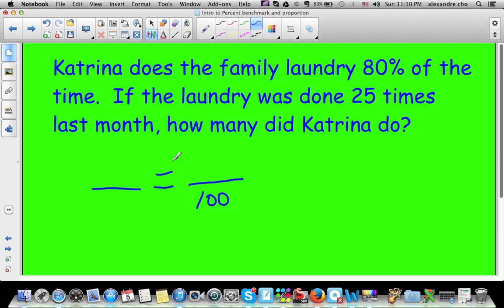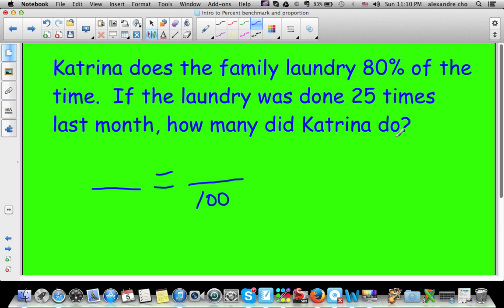All right, so Katrina does the family laundry 80% of the time. If the laundry was done 25 times last month, how many did Katrina do? Okay, so she does the laundry 80% of the time. So there are times she does not do the laundry. So last month, that house did laundry a total of 25 times. She obviously did quite a lot of those. So we're trying to figure out of the 25 how many she did.